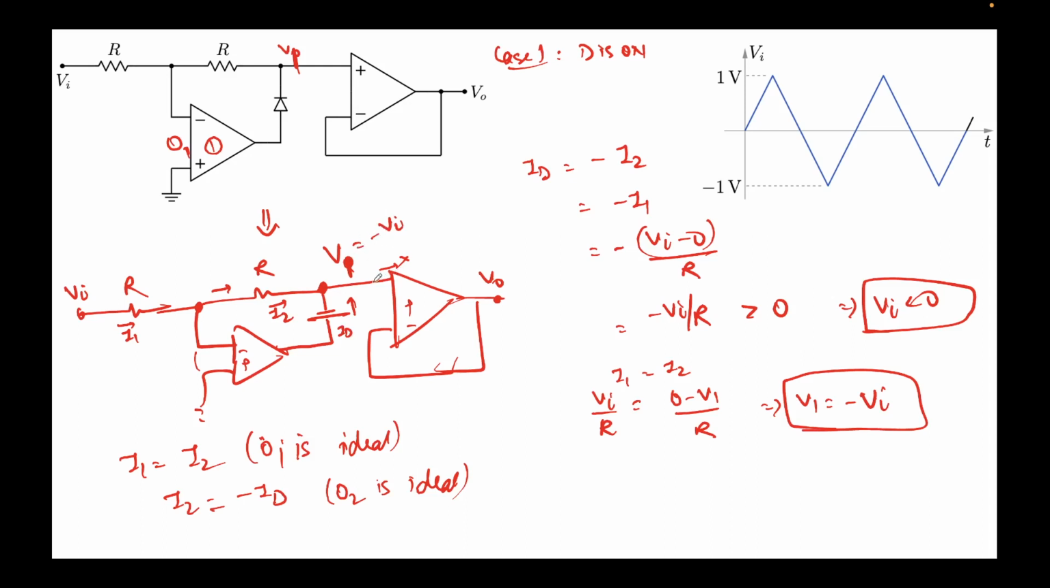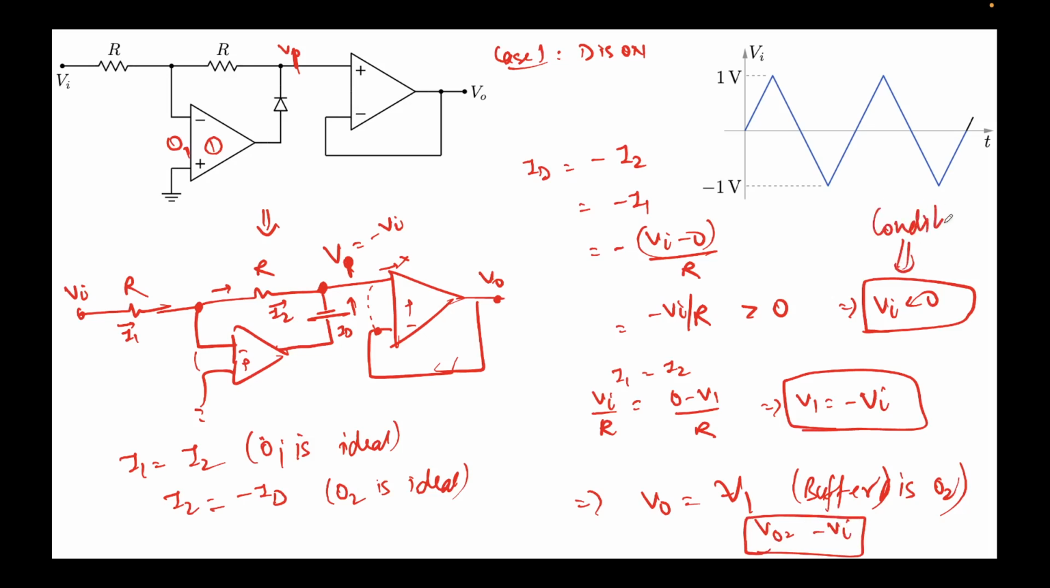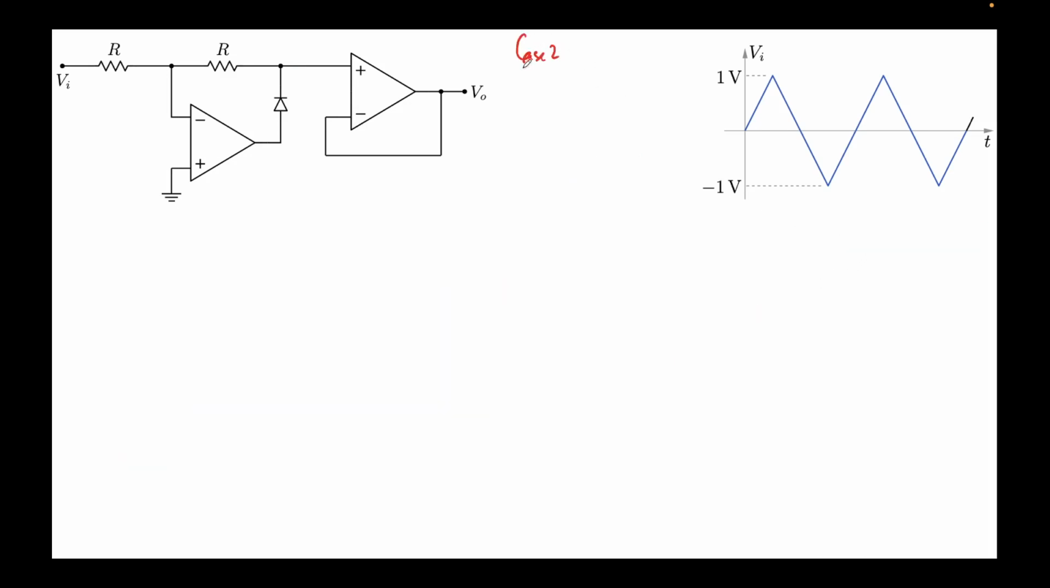If this node is at minus VI, again by virtual short, this is also at minus VI. So this implies V0 is at V1, because this is nothing but a buffer. Buffer is operational amplifier 2. So I get V0 equal to minus VI, but the condition is that VI is negative. So that's the condition. Now for the case 2, we do D is off.